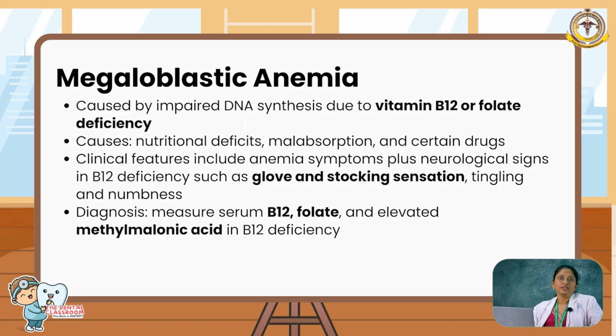The second most common cause of nutritional deficiency anemia is megaloblastic anemia. It is caused by impaired DNA synthesis due to vitamin B12 or folic acid deficiency. A special type of megaloblastic anemia is pernicious anemia, where there is a deficiency of intrinsic factor. These patients will present with neurologic symptoms in addition to the symptoms of anemia, and these include glove and stocking deformity as well as tingling and numbness in the hands and feet of these patients.